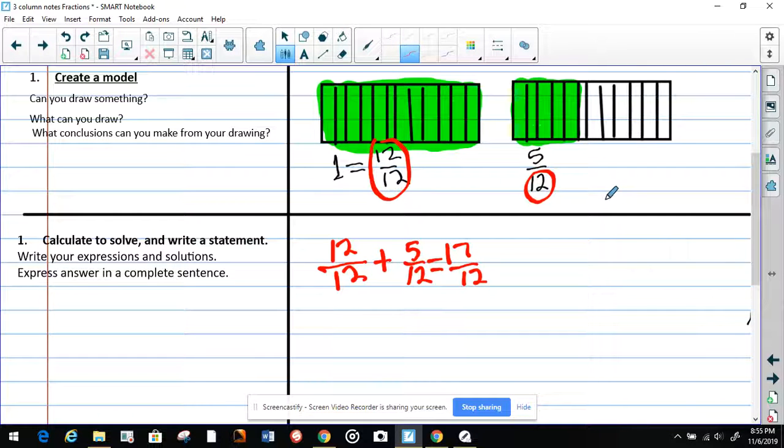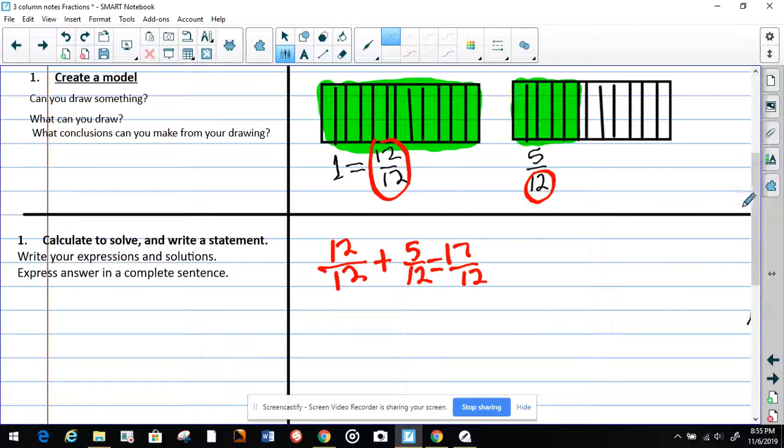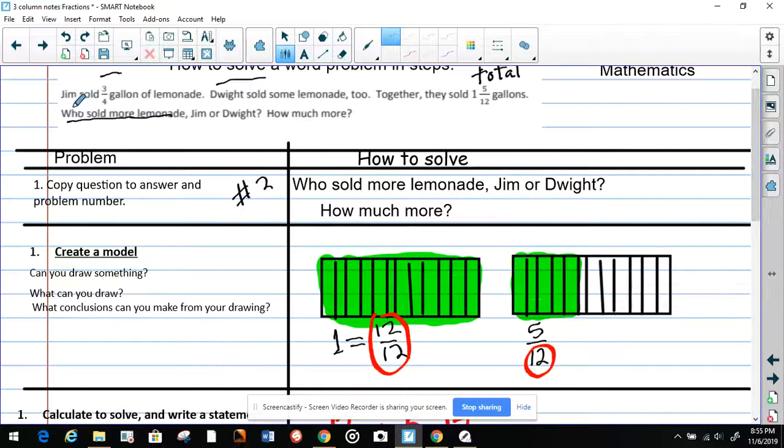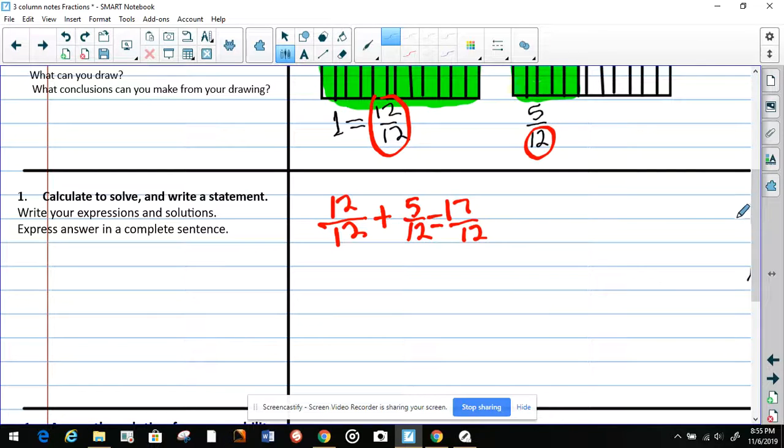And we need to know who sold the most. And we have another piece of information. Let me just get a different color here. Let's go back to read the problem. The only other thing we know is that Jim sold 3/4. Okay, so Jim sold 3/4. Whatever is left is what Dwayne sold. So now our next step is going to be to find out how much Jim sold. This is going to be Jim. So he sold 3/4. Okay.